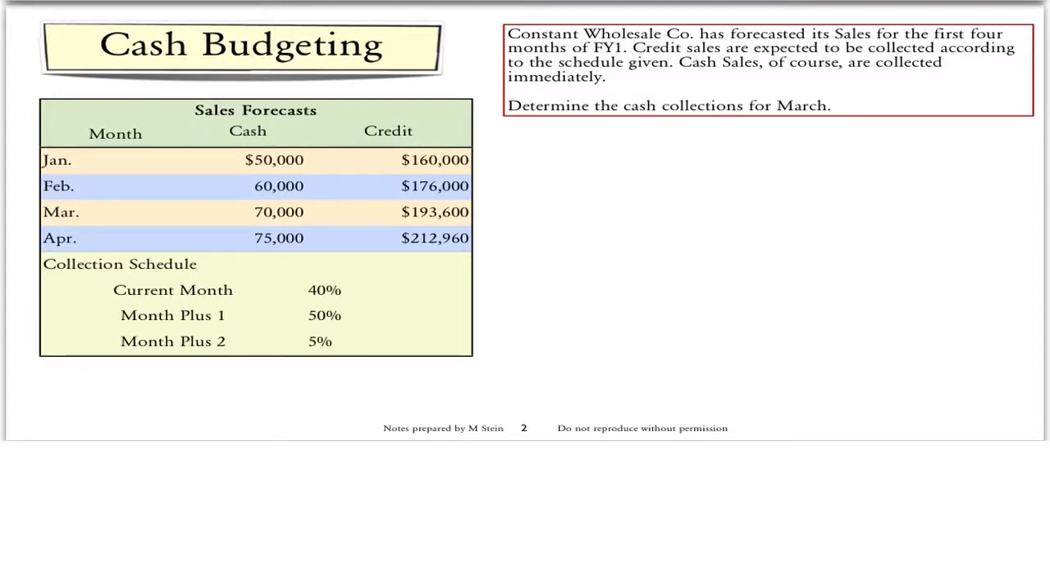Our first example looks at the timing of collections for receivables. We have 4 months worth of sales forecasts in which the sales have been broken down into cash sales and credit sales. And for credit sales, we have the following collections schedule, and the idea being that 40% of credit sales are collected in the month of the sale, 50% in the month following the sale, and 5% 2 months following the sale. That leaves 5% as uncollectible.